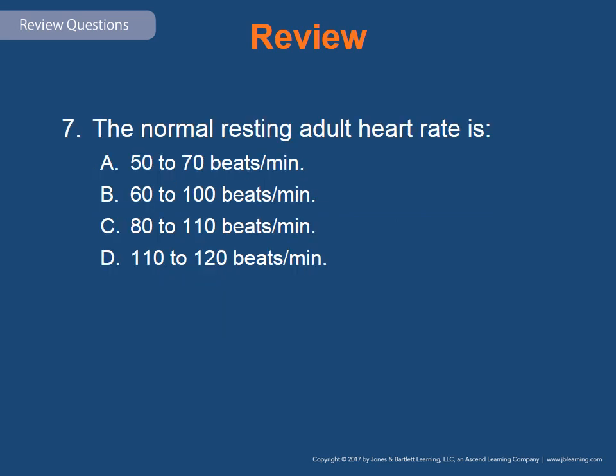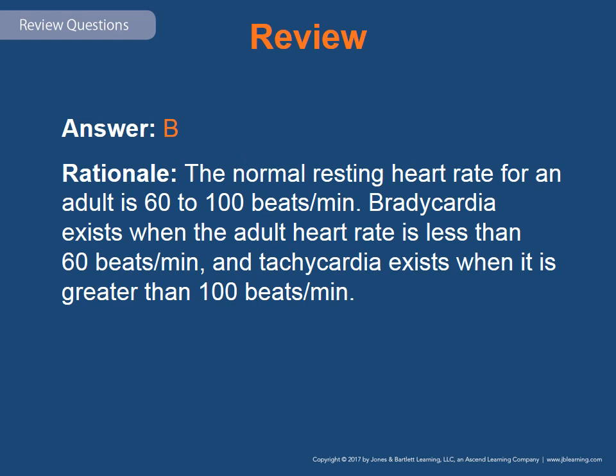The normal resting adult heart rate is 50 to 70 beats a minute, 60 to 100 beats a minute, 80 to 110 beats a minute, or 110 to 120 beats a minute. B. The normal resting heart rate for an adult is 60 to 100 beats a minute. Bradycardia exists when the adult heart rate is less than 60 beats a minute, and tachycardia exists when it is greater than 100 beats a minute.